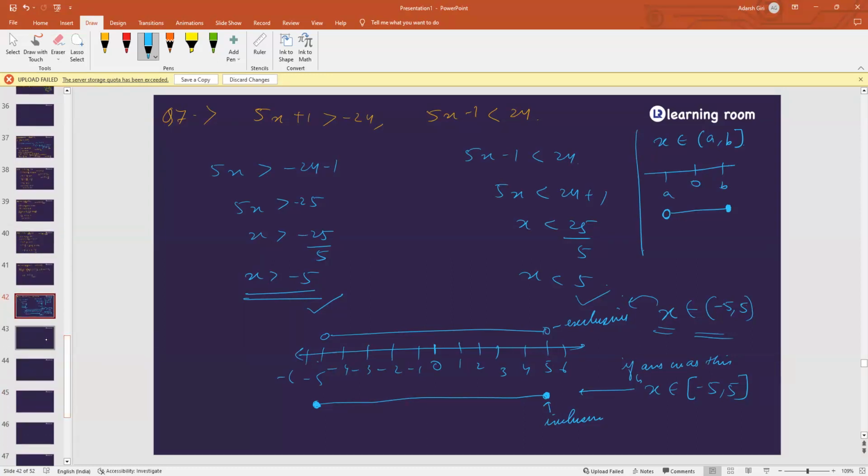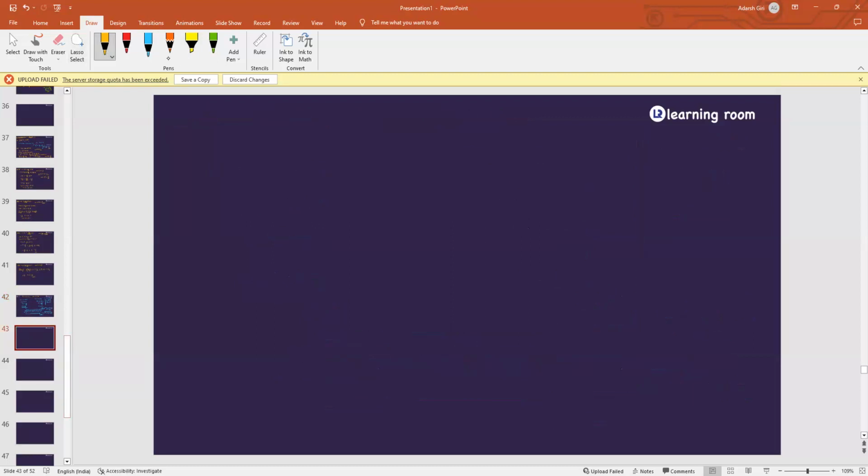Question number 8. This I've done. Shall I change the page? Have you written it? So go for question number 8: 2x minus 1 less than x plus 5. This is one condition. Then the next condition is x plus 2 times 3 should be greater than 2 minus x. Do this.